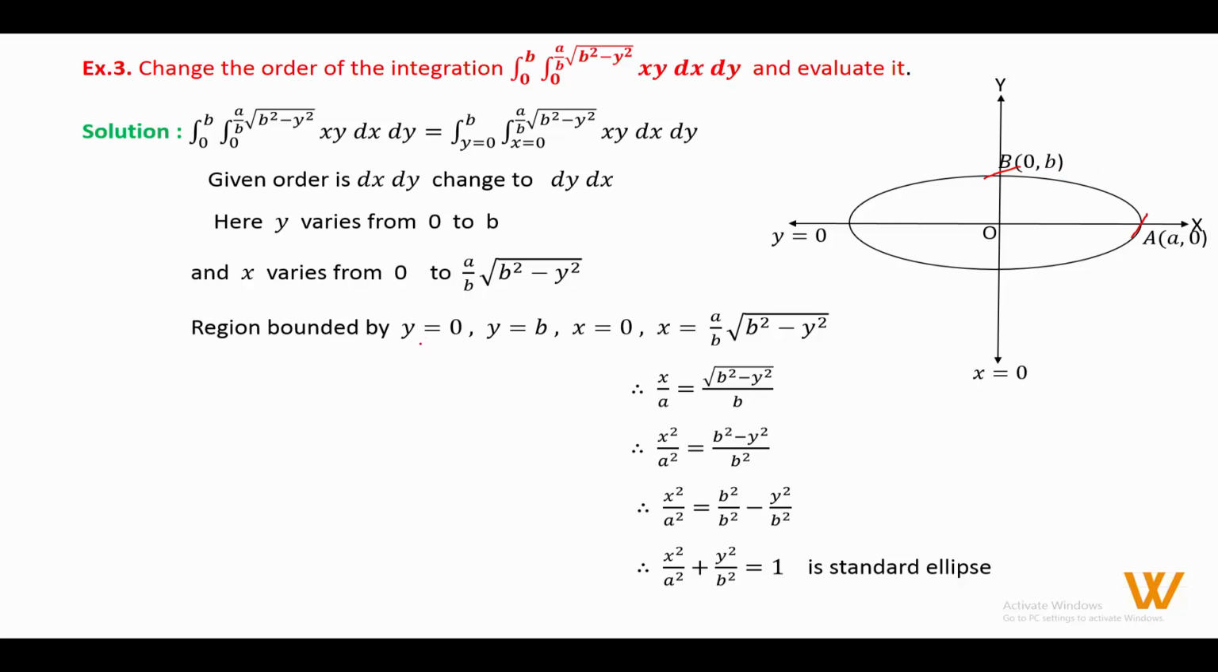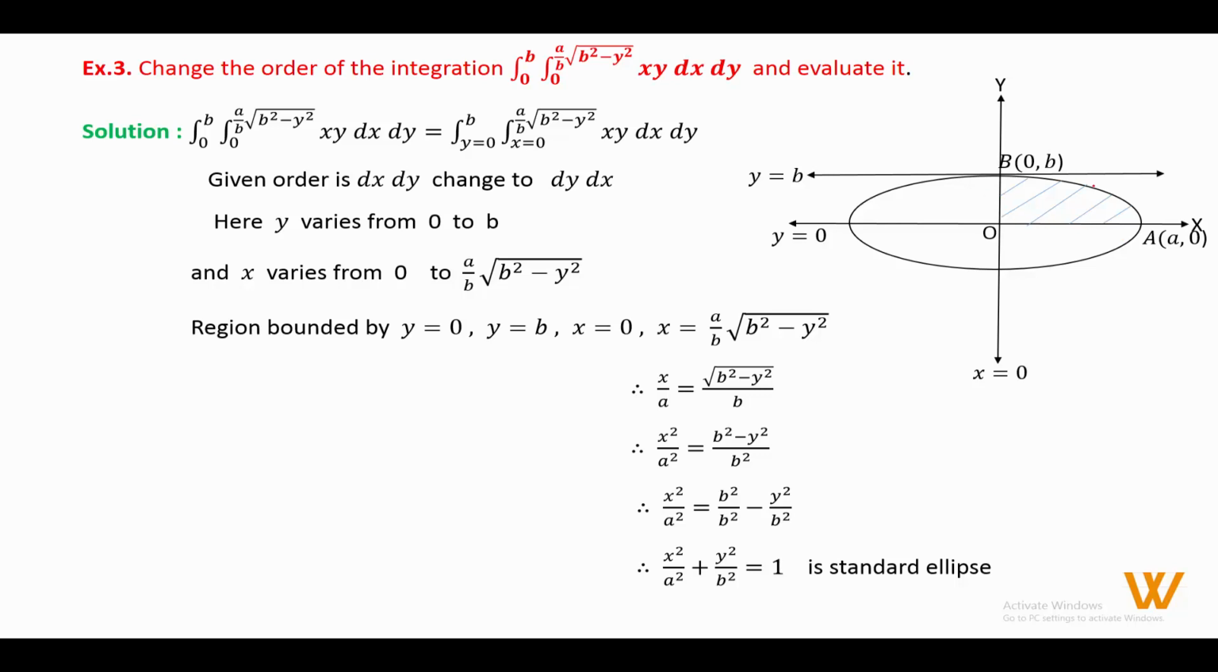Now draw the line y is 0. Y is 0 means x axis. Then the next line y equal to b. The line y equal to b is parallel to x axis and passes through point 0 comma b. Now the next line x equal to 0, and the ellipse. The required region is in between the line y is 0, the next line y is b, then x is 0 and the ellipse. In between all these four lines and curve is the required region.